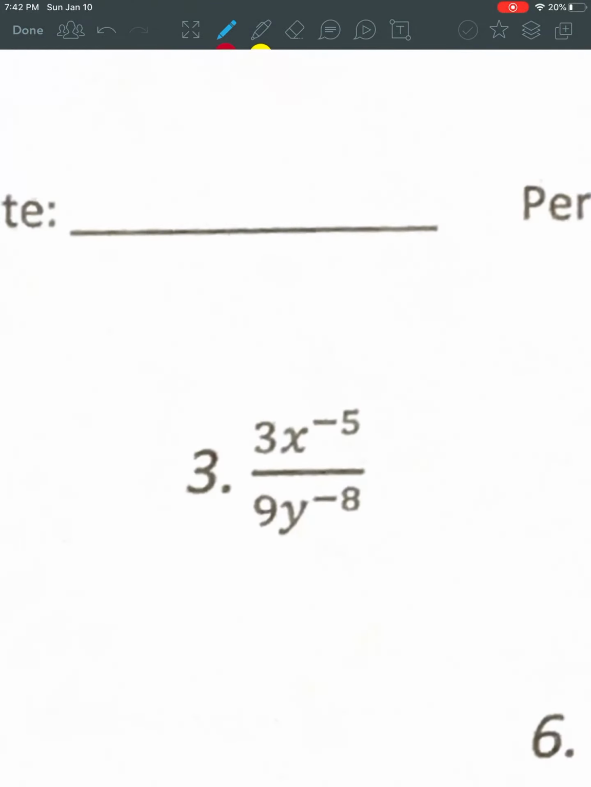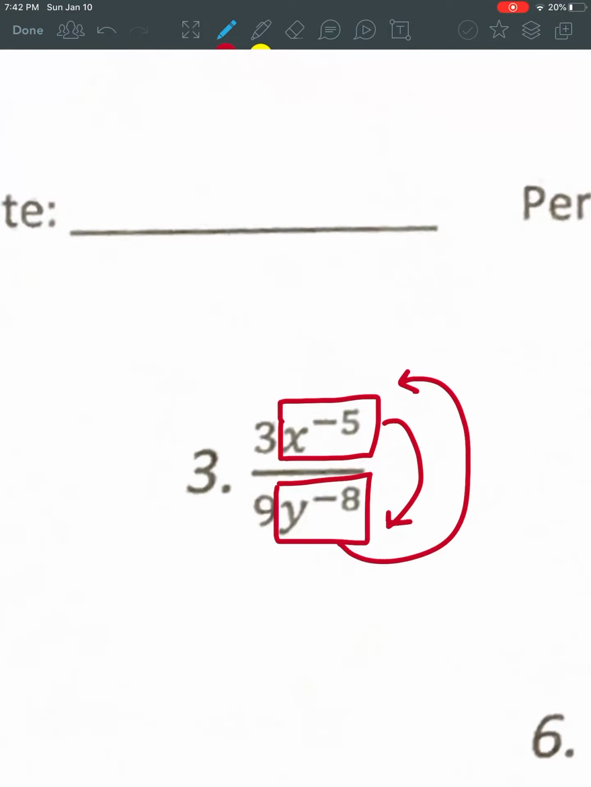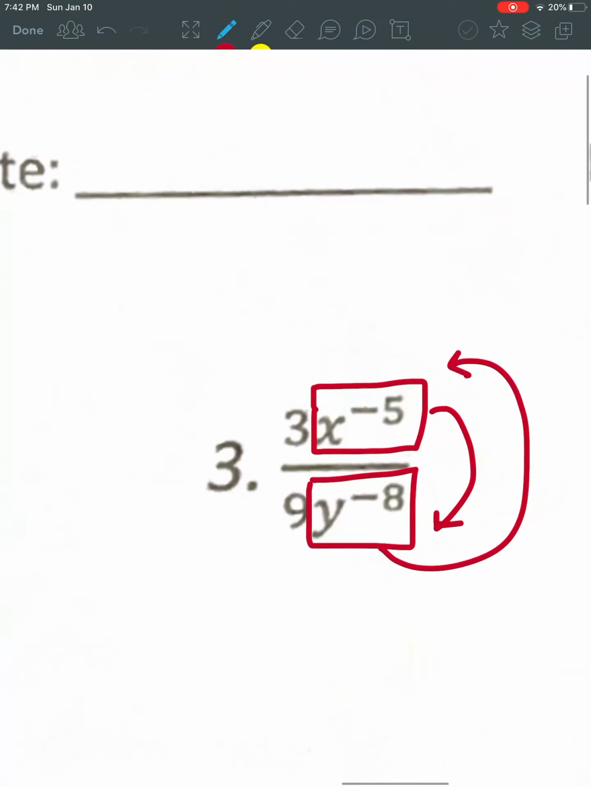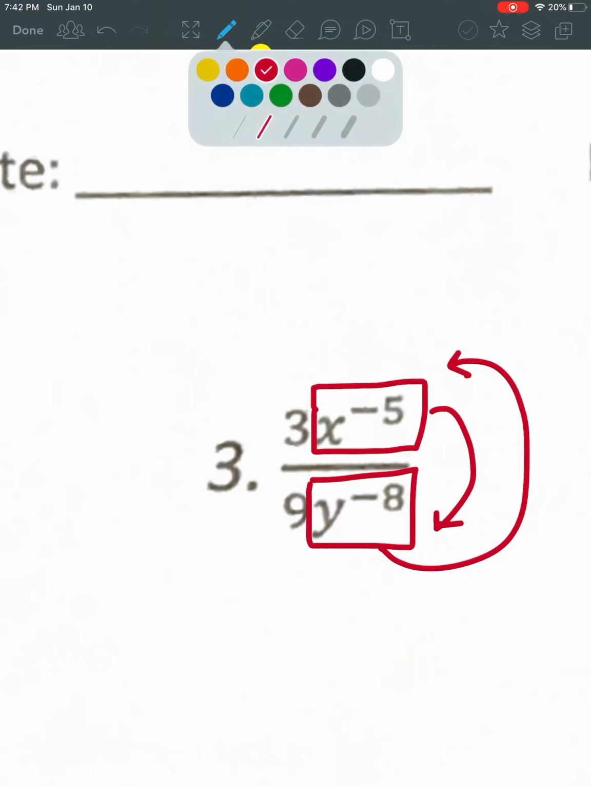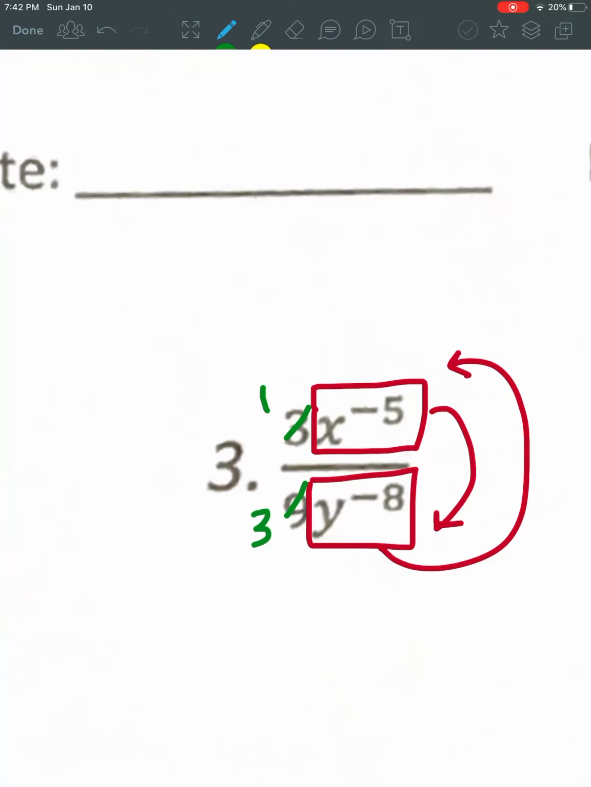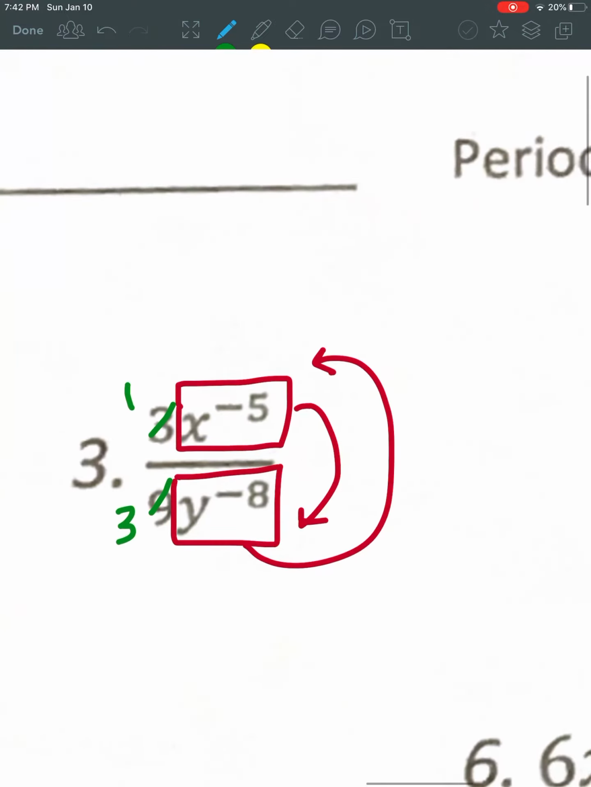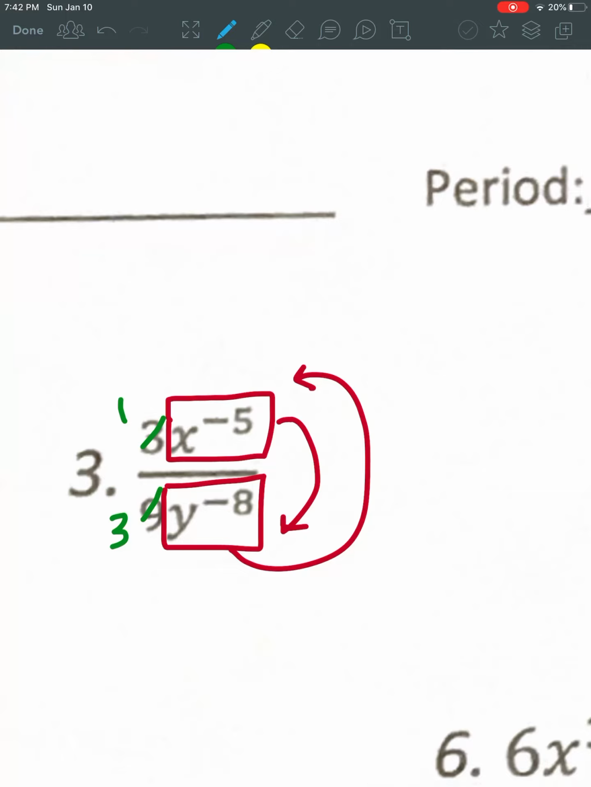And the next one, we do have 2 negative powers. The negative power on the x needs to go to the denominator. The negative power on the y needs to go to the numerator. Now, notice what's left. We have 3/9. Think of that as a typical fraction, 3 over 9. We can divide both of those by 3. So we do want to simplify the fraction. So it'd be 1 over 3.